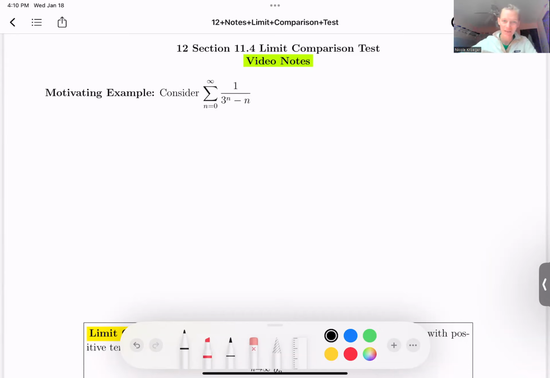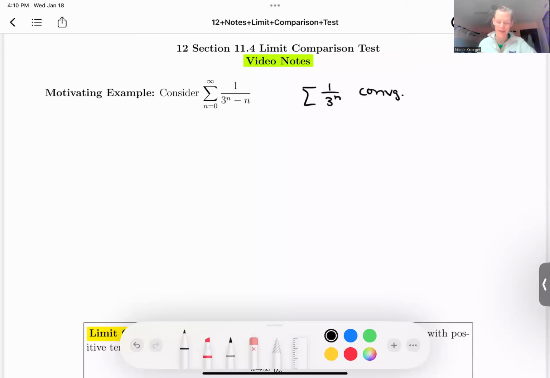So last time we would have noticed that the terms are always positive. If I plug in numbers bigger than or equal to 0, we get positive terms. We compared this to the series 1 over 3 to the n, which is a convergent geometric series. And let's see what happens when we try and do this comparison.